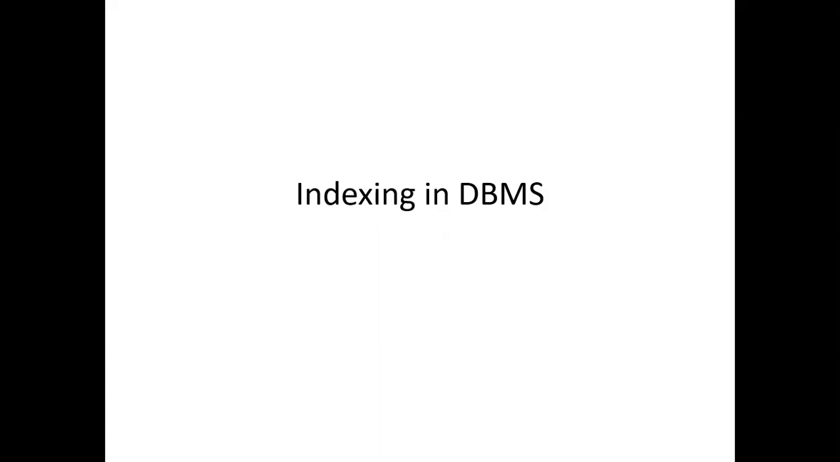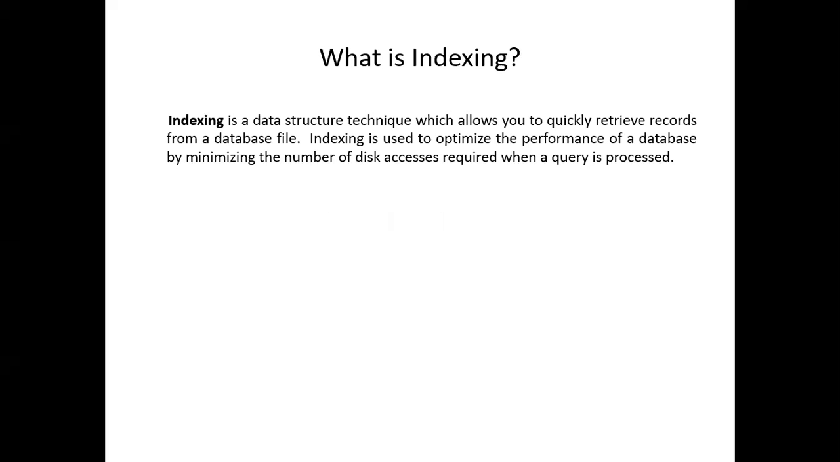Indexing in DBMS. Indexing is a data structure technique which allows us to quickly retrieve records from a database file. An index takes a search key as input and efficiently returns a collection of matching records. Indexing is used to optimize the performance of a database by minimizing the number of disk accesses required when a query is processed.